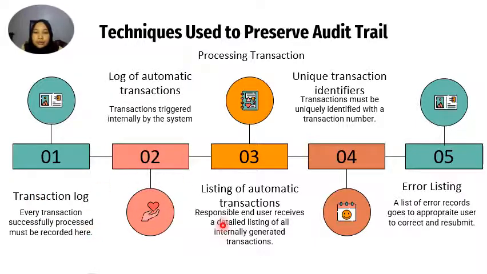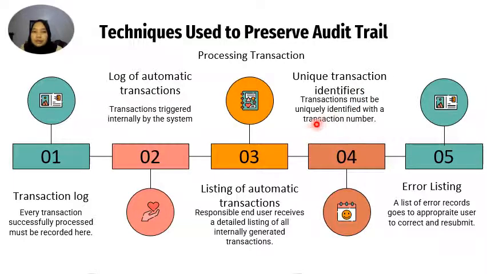The third one is the listings of automatic transactions. This is in connection with the internally generated transactions. To maintain control over automatic transactions processed by the system, responsible end users receive a detailed listing of all internally generated transactions. The fourth one is the unique transaction identifiers.